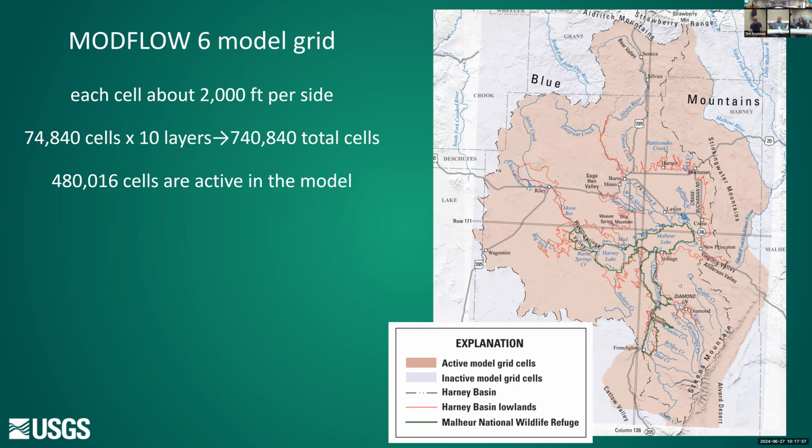We've got the Harney Basin boundary shown here in this dashed line, but we actually extended our model outside the boundary to make sure we extended it to some other hydrologic features that may or may not influence the groundwater flow in the basin. So we went way down into the Alvord Desert, where there's springs and things like that that get some discharge from Steens Mountain.